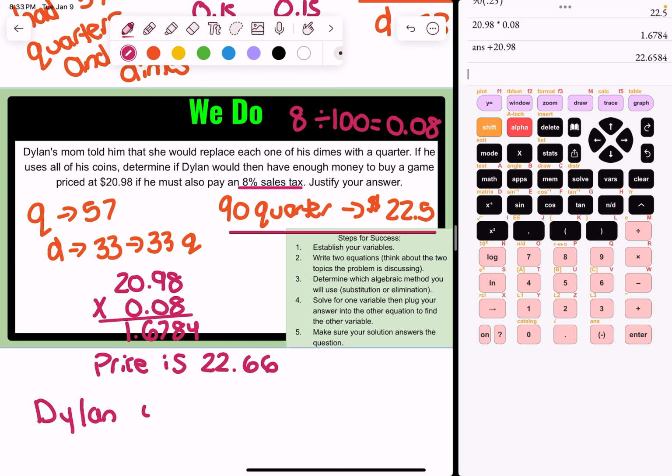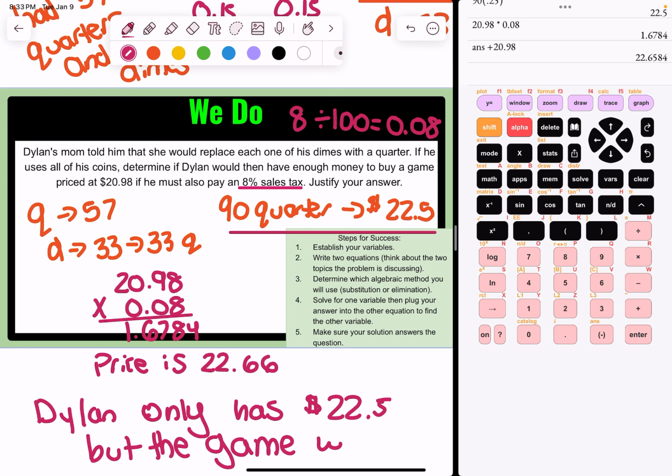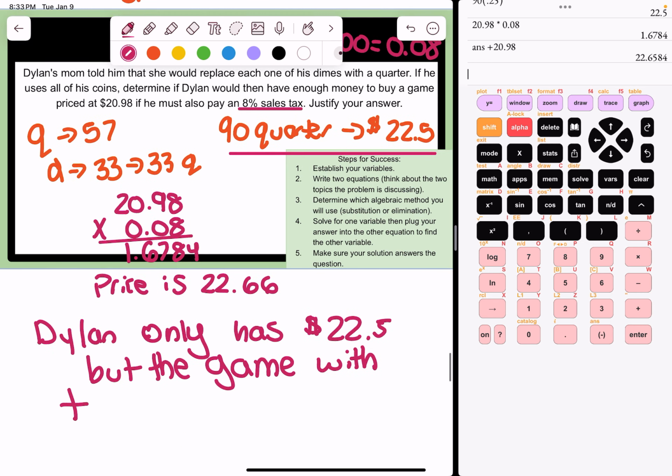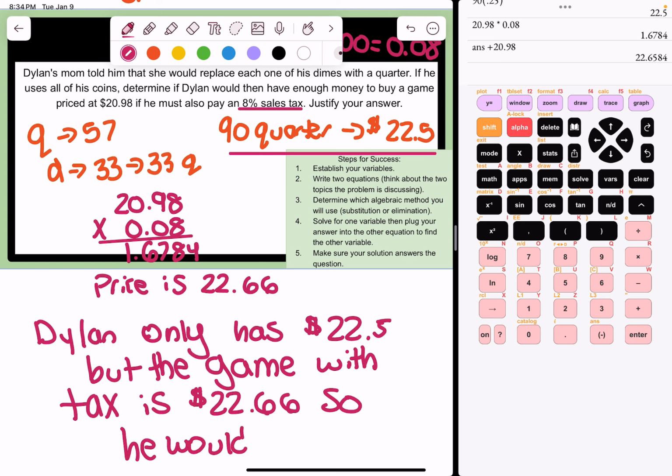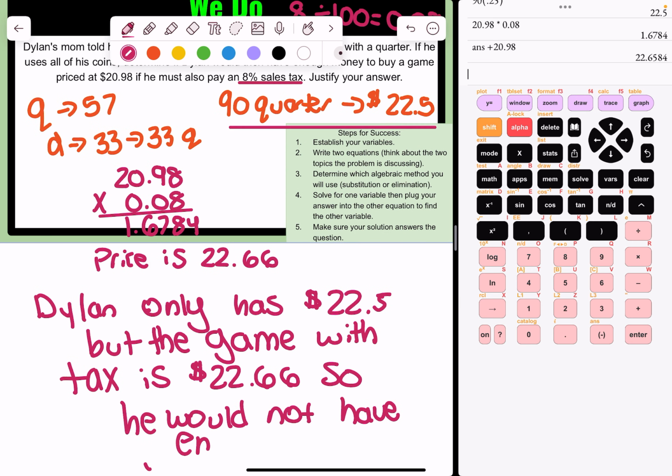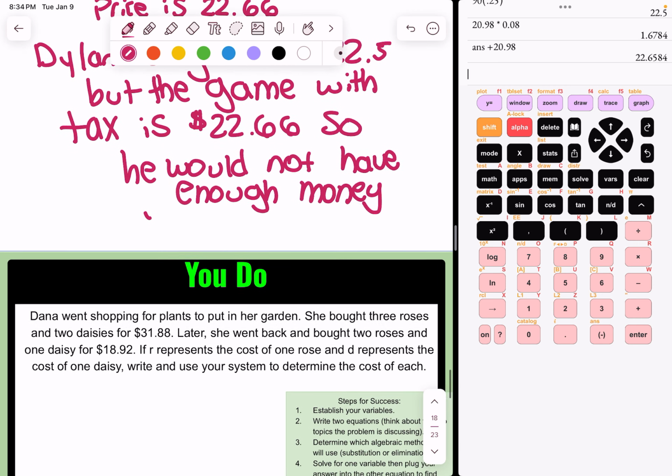Dylan only has $22.50, but the game with tax is $22.66, so he would not have enough money. Good job. All right, well, let's look at this next word problem.